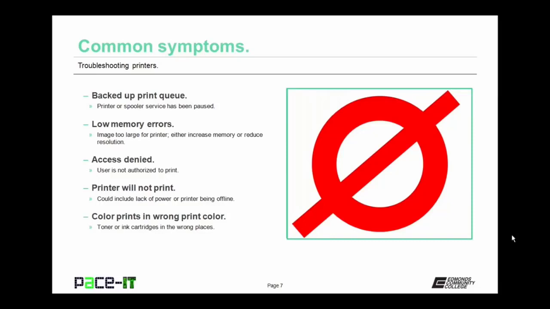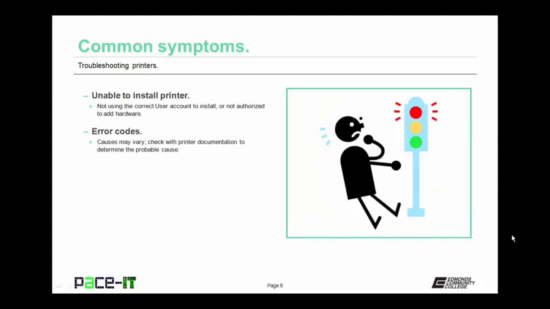If color print jobs come out in the wrong colors, then it's usually because the toner or ink cartridges are in the wrong places inside the printer. If you're unable to install the printer, well, then you're not using the correct user account or you're not authorized to add hardware. If you receive error codes, well, the causes may vary. You need to check with the printer documentation to determine the probable cause for error codes.